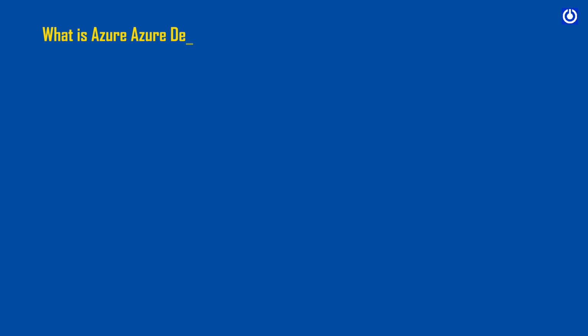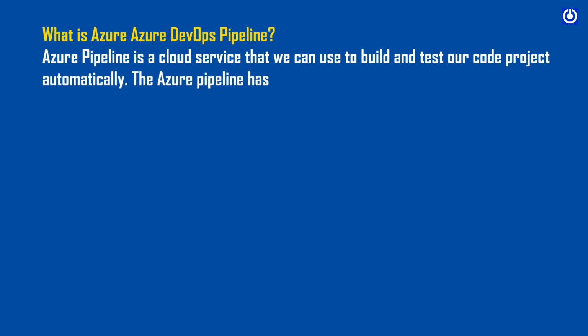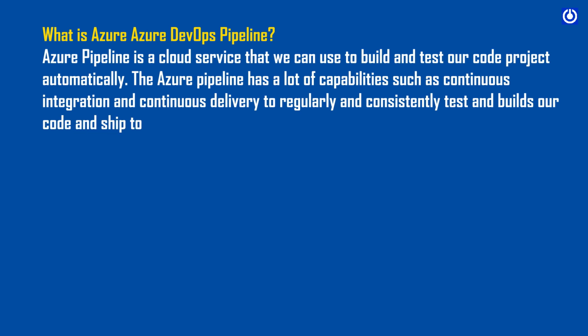What is Azure DevOps Pipeline? Azure Pipeline is a cloud service that we can use to build and test our code project automatically. The Azure Pipeline has a lot of capabilities such as continuous integration and continuous delivery to regularly and consistently test and build our code and ship to any target.